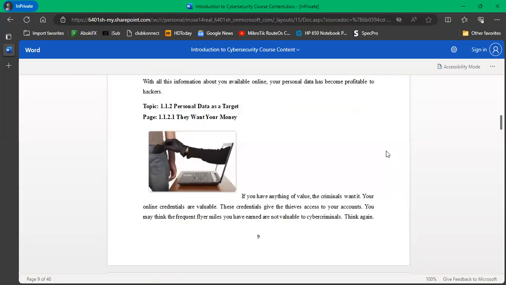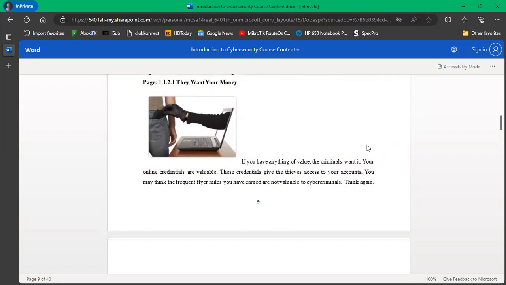So we move to the topic: personal data as a target. What do cyber criminals want? Your money. Though it's not most of the cyber criminals that want money. And we have different sections of it. We have activists. Some make use of a vulnerability in a system to expose shady businesses of different kinds of people.